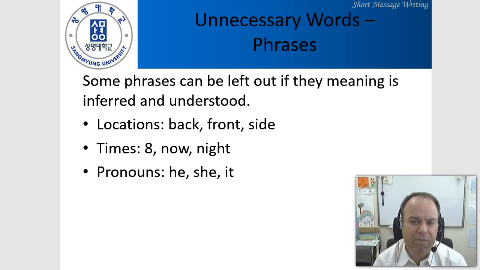So locations: back, front, side. Again, someone asks me, where are you? I could just say, back, front. Well, they kind of know where I am in relationship to the context. Maybe I'm in the back of the building, in the front of the building, on the side of the building. Times. If the context is asking about what time or when, you could say 8, now, night. Okay, very short answers to respond to a longer question. And lastly, pronouns: he, she, it. So if the rest of the context is not necessary, who did it? He. And that's all you really need to convey your information. So sometimes you can leave out the rest of the expressions.